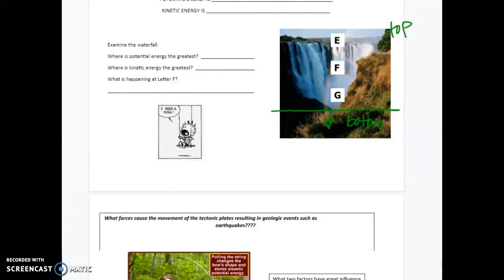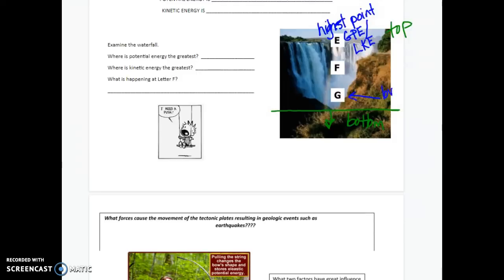Okay, let's look at this waterfall, and let's examine it, and let's label the diagram. That's always a perfect idea. You always want to do that anytime you get a question. Highest potential energy is going to be where you have the highest point, the highest elevation above ground. Well, the waterfall, of course, the top of the waterfall is where the highest point is, and of course that's the highest gravitational potential energy.